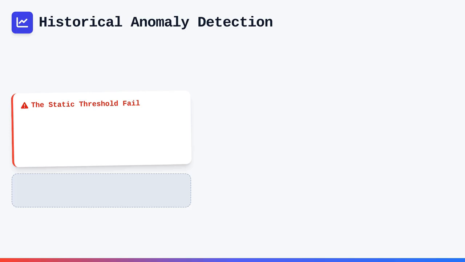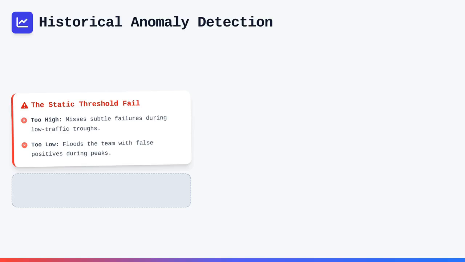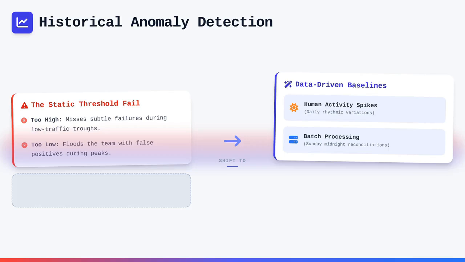When monitoring these systems, a simple static threshold is insufficient because the normal operating range fluctuates significantly throughout the day or the week. If you set an alert threshold high enough to accommodate the peak traffic, you miss subtle failures during the troughs. Yet setting it low generates a flood of false positives during standard operational hours. By employing historical anomaly detectors, we shift the responsibility of baseline calculation from manual intuition to an automated, data-driven process that understands the temporal context of your services.